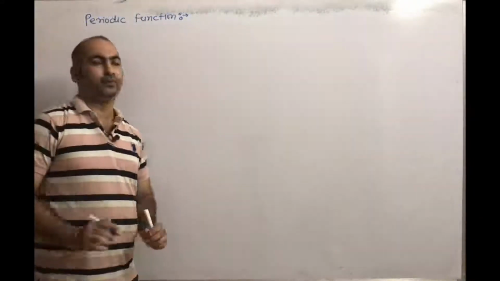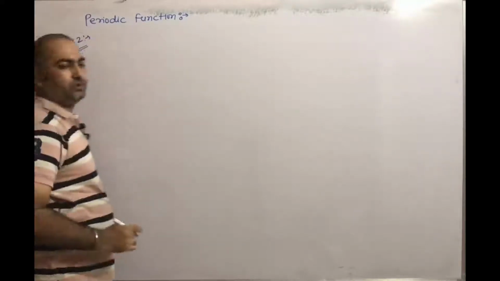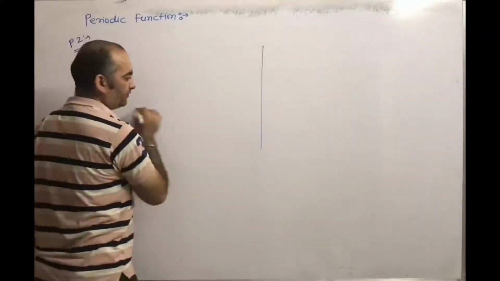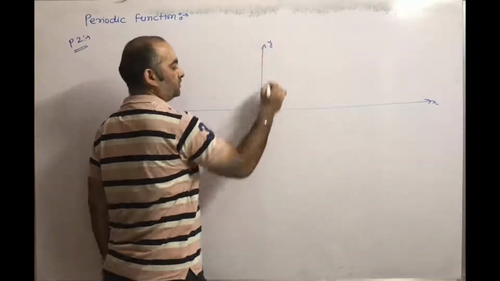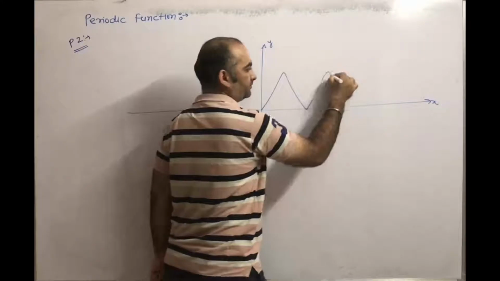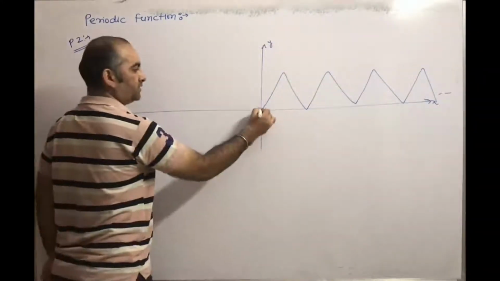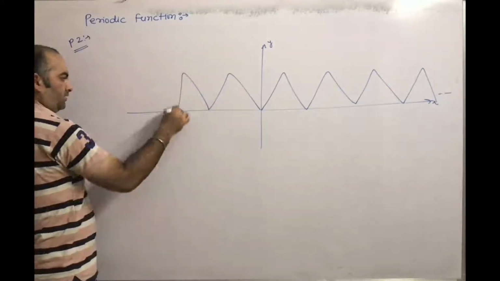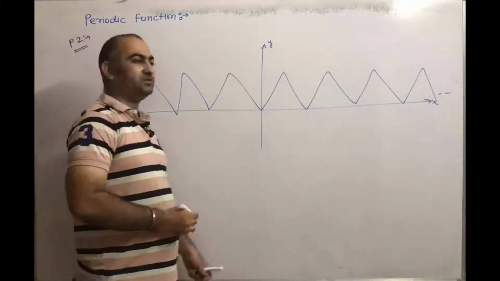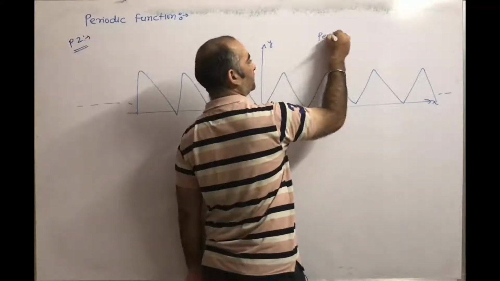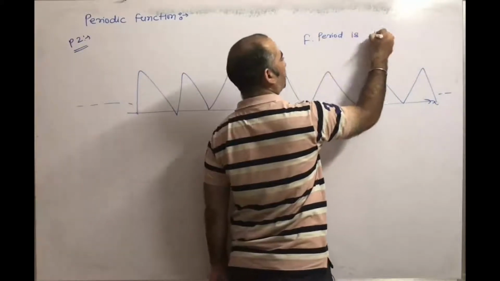What is property number 2? This I will explain by diagram. So here we are taking a periodic function graph. This is the x-axis, this is the y-axis, and this is the periodic function graph. It will be continued on this side, and similarly on this side. So this one period is the fundamental period. Fundamental period is T.